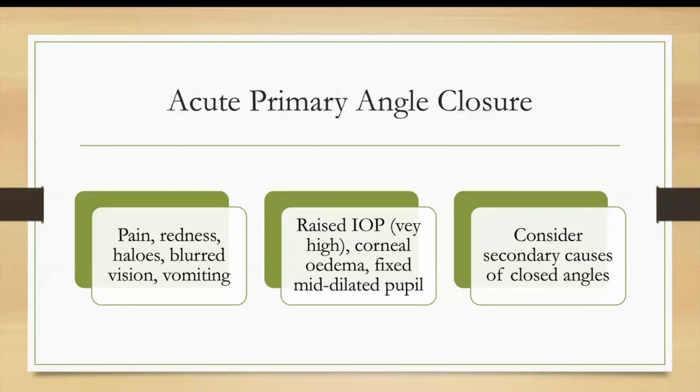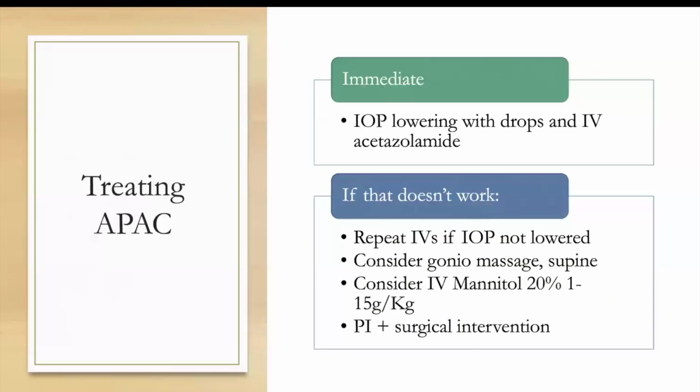They'll have a very high IOP. So these are patients who are going to see IOPs in like 50 to 80. They'll have corneal edema, that classic fixed dilated pupil. And when you're seeing these patients, do just consider secondary causes. So do they have a very dense, massive lens? What else could be going on that's actually driving the angle closure? But primarily, these are patients who are going to need acute treatment.